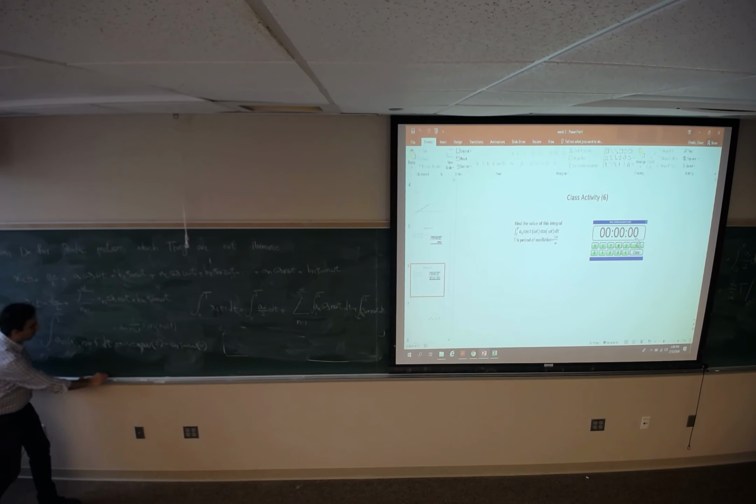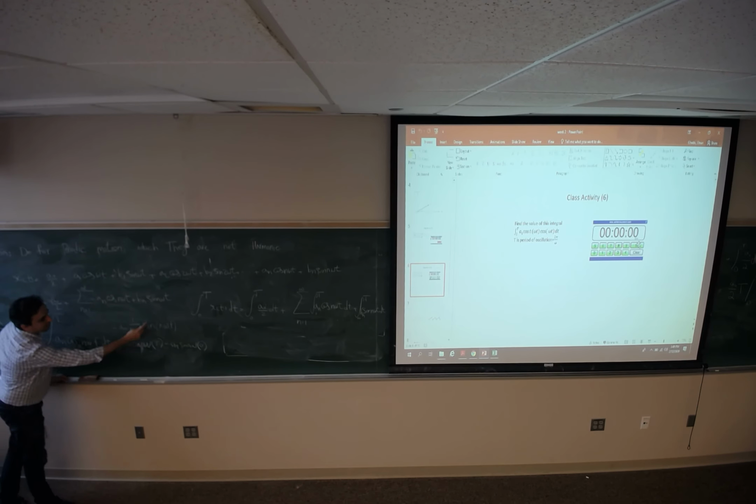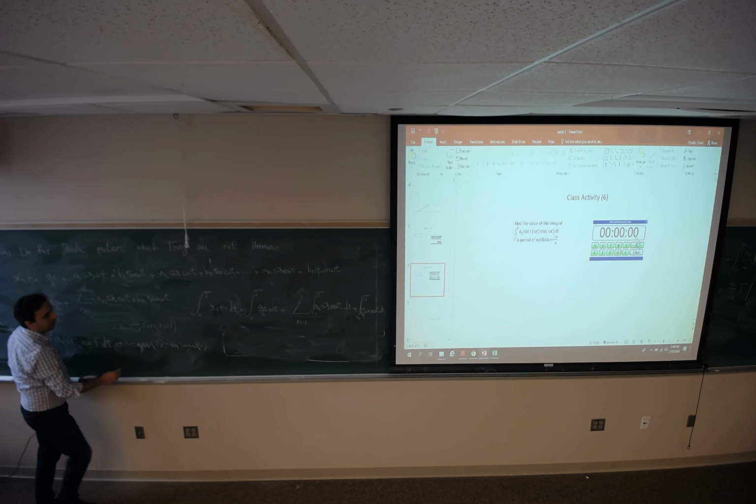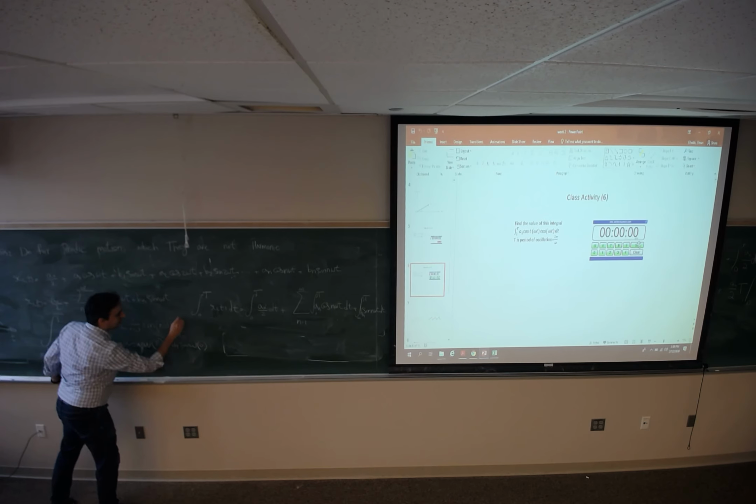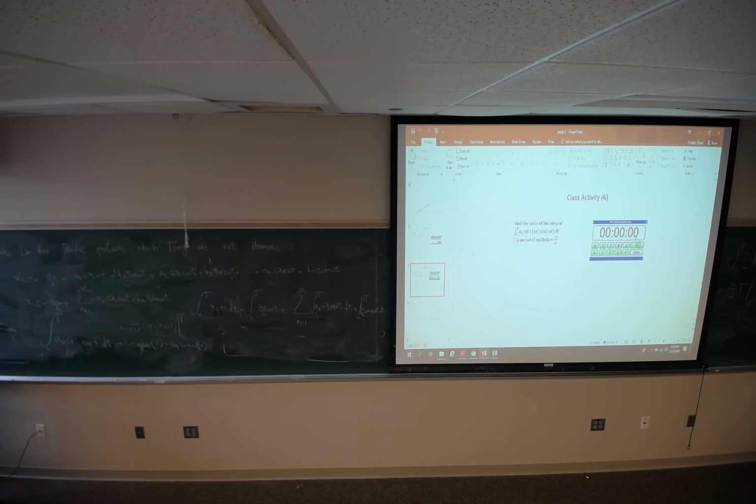So the integration of An cosine of n omega t dt. This is constant, it's coming out of the integration. The antiderivative of cosine of n omega t would be sine of n omega t divided by whatever is the coefficient of time, which is n omega. So it's going to be An divided by n omega times sine of n omega t, and time goes from 0 to capital T. Good?